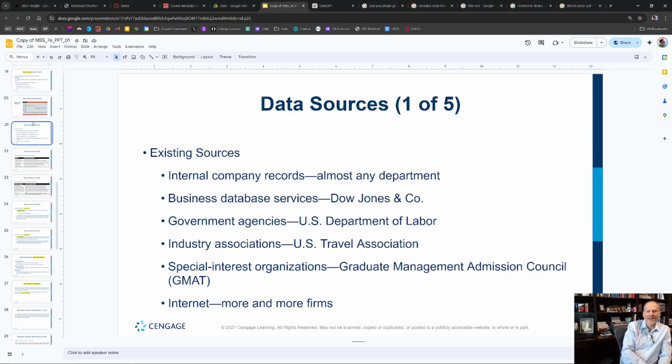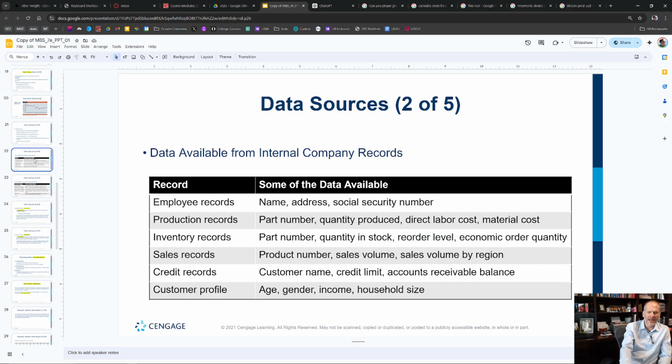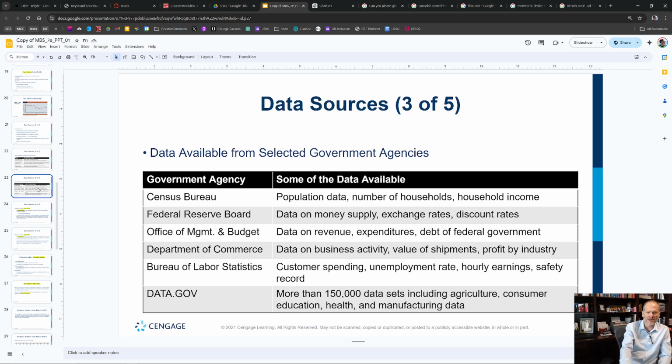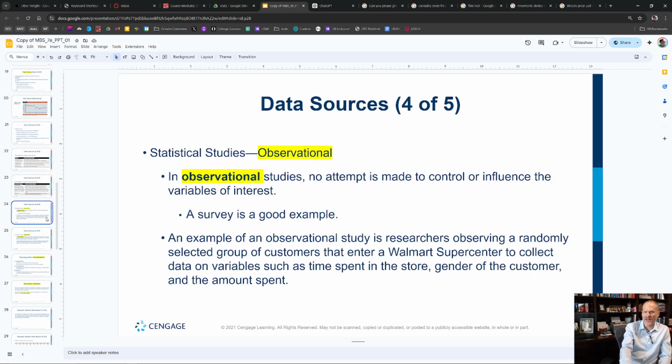Then we have, how do we get our data? Where do we get our data? So you can just pause the video and read through this, but there's all kinds of sources of data that are already out there. So these are existing sources. And instead of trying to do studies to get your own data, you could find data that already exists. If you're in a company, these are places where you might get data from internal company records. And here's data from different government agencies, data.gov, right? And all these different agencies, you could get data from there and do analysis on them.